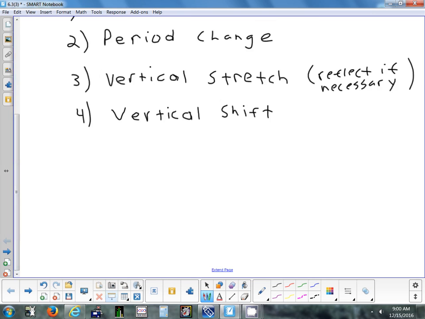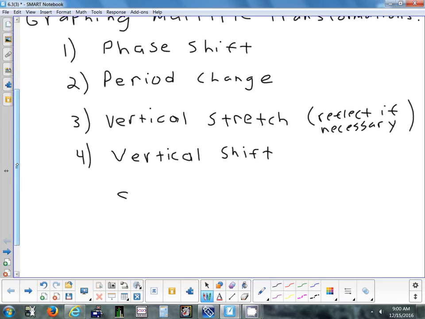Okay, so if you wanted to see it kind of written out. So let's see, your phase shift is first. Your period change is second. Your vertical stretch is third. And your vertical shift is fourth. Okay, so I put the letters in the order of which one you do. A, B, C, and then D. Let me make sure. Did I make a mistake? Phase shift, period change, vertical stretch. Nope, I don't think I made a mistake, but go ahead.